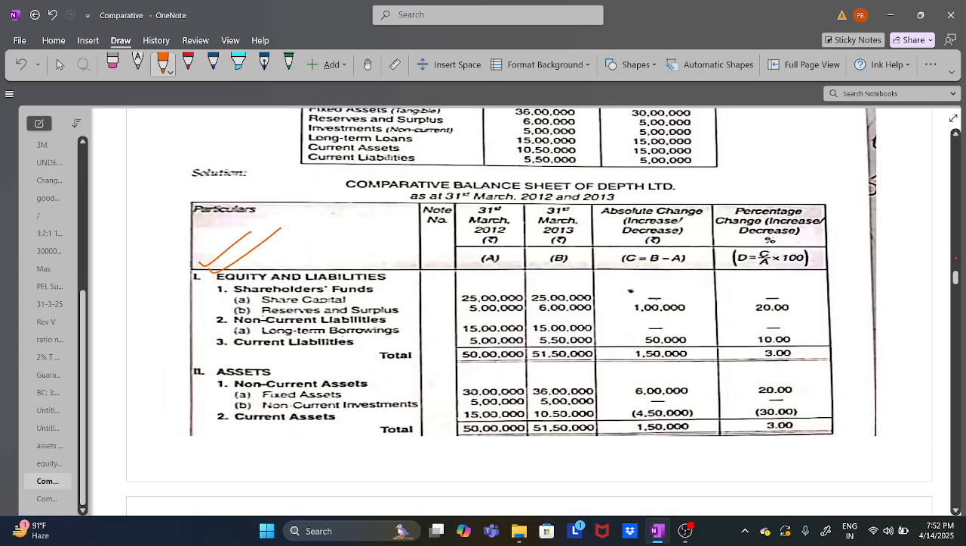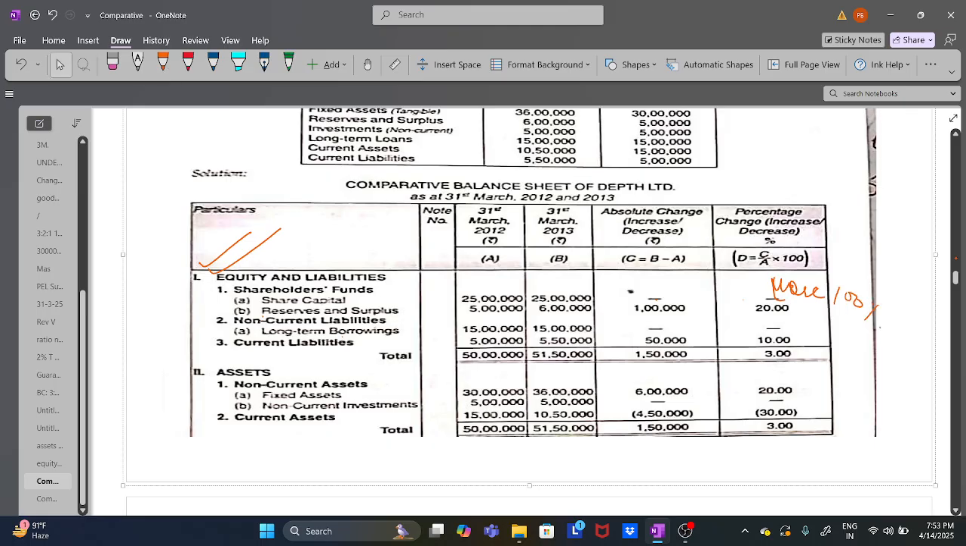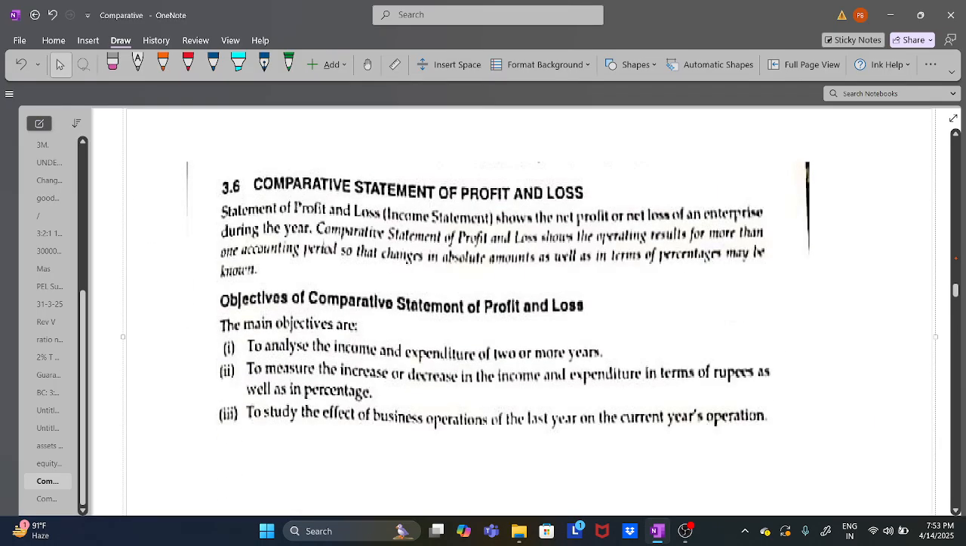Sometimes it is 0 also. Sometimes the answer can be more than 100 percent also. Increase or decrease may be more than 100% also. Don't think the answer is wrong.